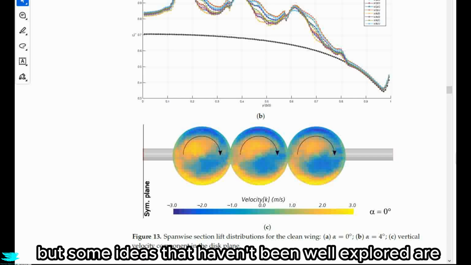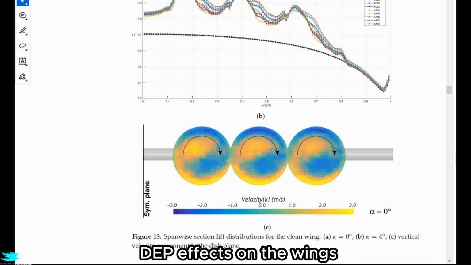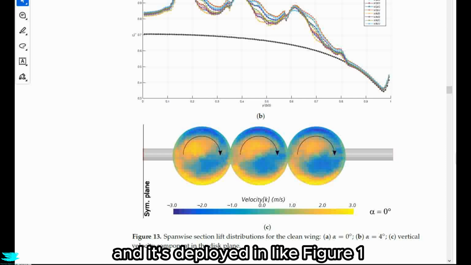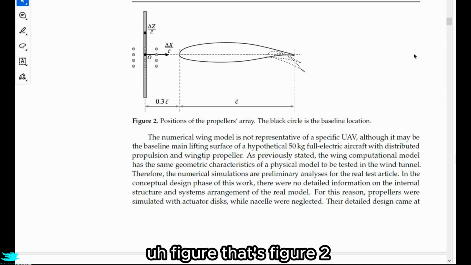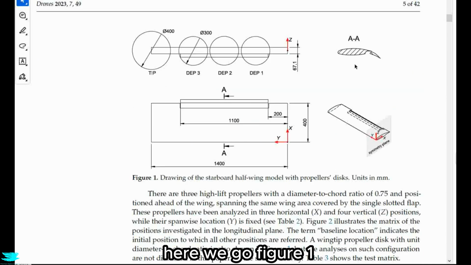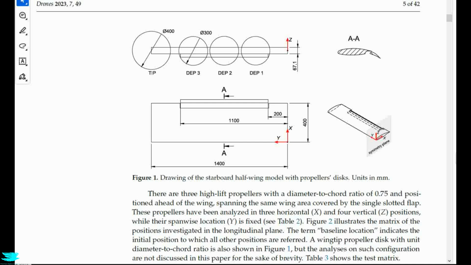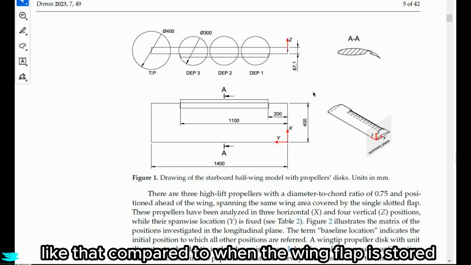But some ideas that haven't been well explored are how different wing flap deflections affect DEP effects on the wings. So if you have the trailing edge deployed, like in figure 1, if we go up to this figure here, that's figure 2, here we go, figure 1. So it's deployed kind of like that in that little AA section here. How does DEP affect a wing like that compared to when the wing flap is stowed?